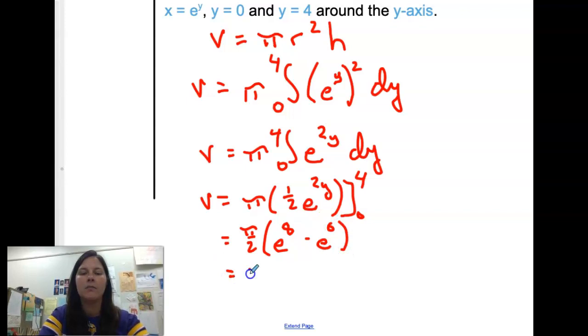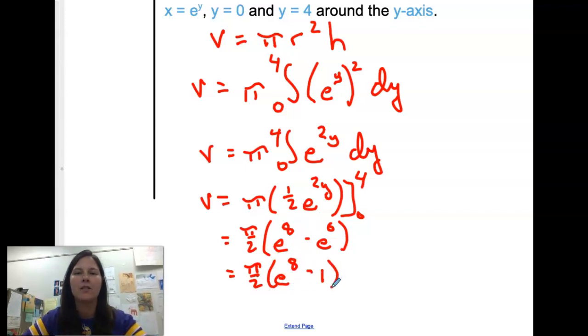E to the 0 gives me 1. So I can simplify this. I can distribute that pi over 2, but it really doesn't help simplify much. So I can also just leave this in factored form. Again, we just found the volume, so that's cubic units.